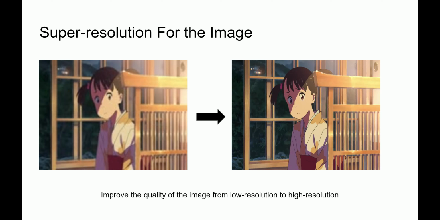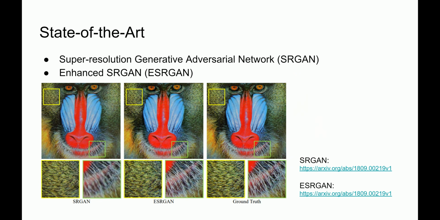Super resolution is that we do upsampling to increase the resolution of the given images. Traditionally, we use interpolation methods to upsample the image. However, this leads to some blur effects in the output images. The state-of-the-art uses generative adversarial networks, which is ESRGAN, to solve the problems and achieve high quality.